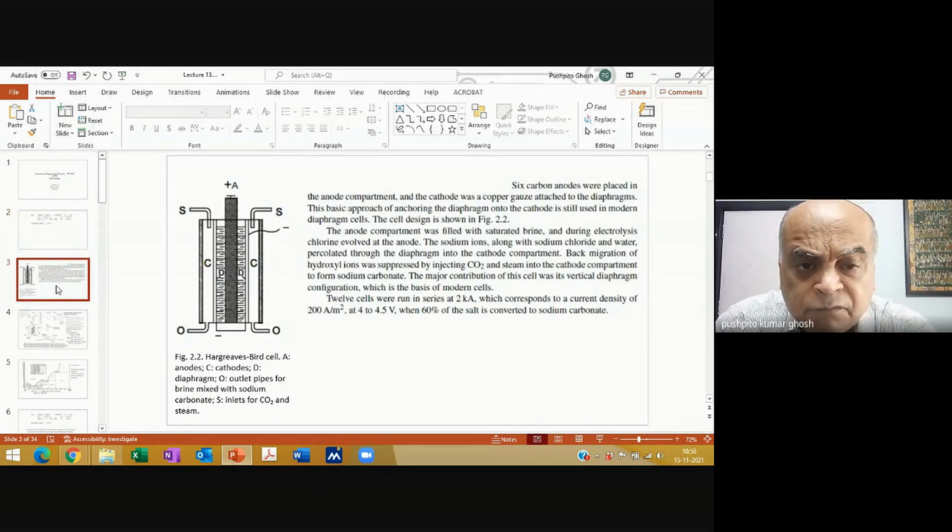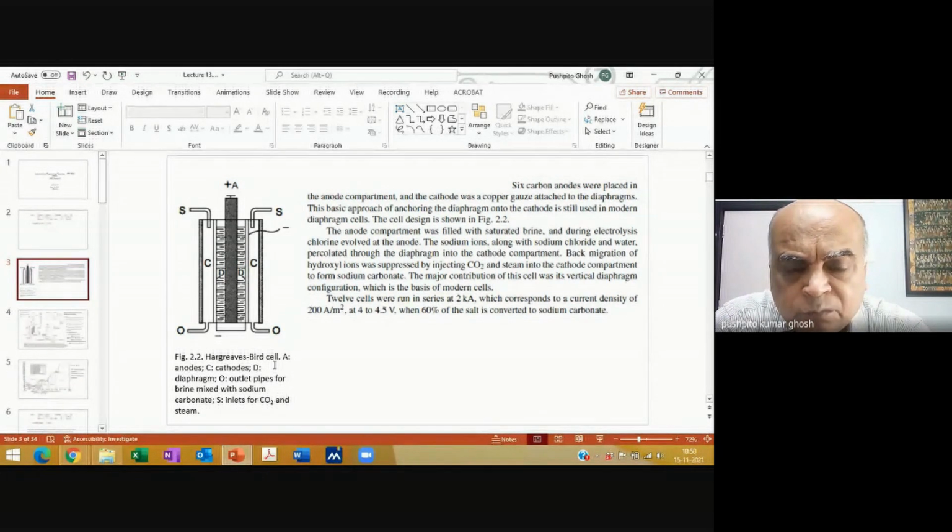Now, the first such attempt was in this cell. It's known as the Hargreaves-Bird cell. But we know that if chlorine is being generated and also at the same time you're forming hydroxyl ion, then of course there's a very serious issue because it will react with the chlorine and form hypochlorite. So you may lose the chlorine, unless of course your intention is to make hypochlorite. But otherwise there is an issue.